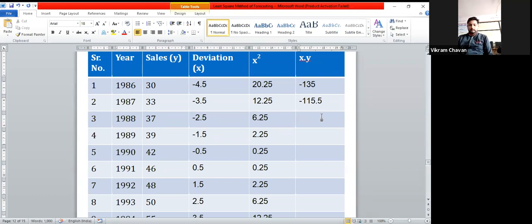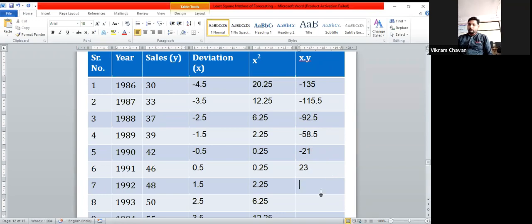37 multiplied by minus 2.5, minus 92.5. Then 39 multiplied by minus 1.5, minus 58.5. Please cross check. I may be wrong, so you have to cross check that, and then you have to write that. 42 multiplied by minus 0.5, minus 21. 46 multiplied by 0.5, it is plus value, plus 23.